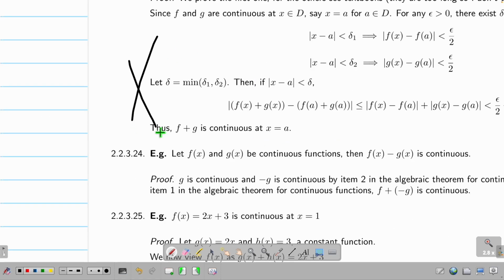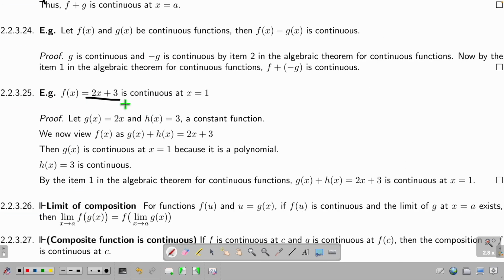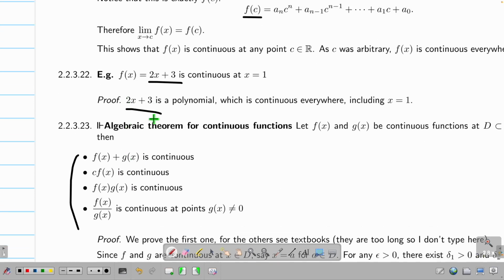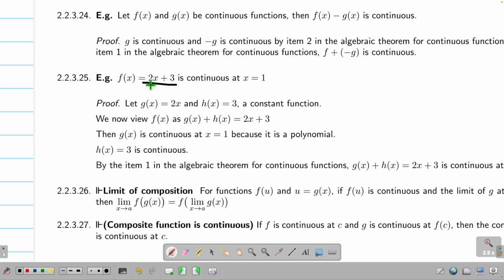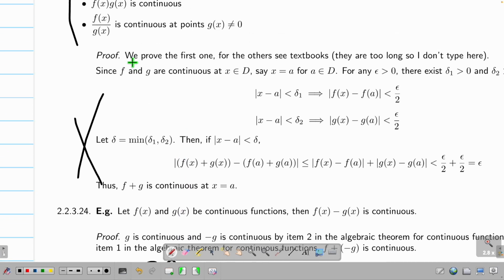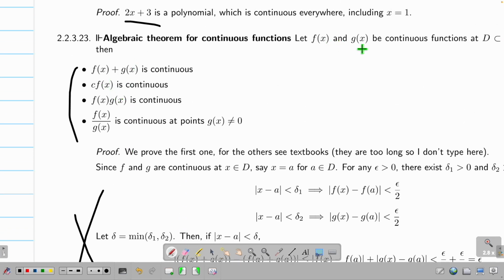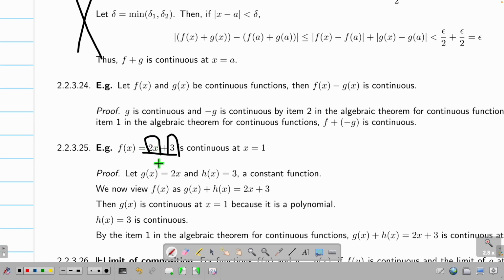You just know this thing exists. And then here, this 2x plus 3, the third time. How do I prove 2x plus 3 is continuous? After I use this, I can then name this my f and this my g. Since f(x) is continuous and g(x) is continuous, f(x) plus g(x) is continuous, therefore this guy is continuous. I can even say that this is my f and this is my g.